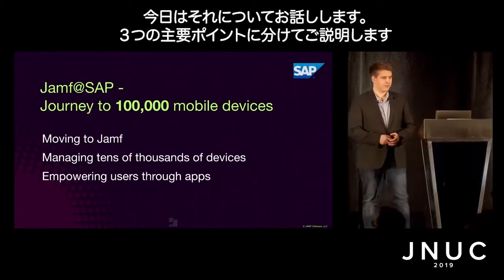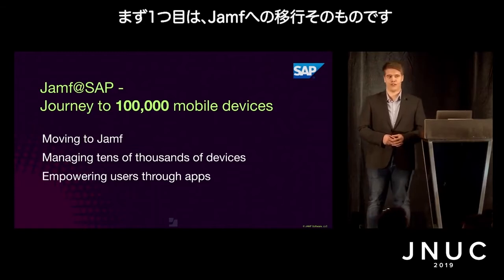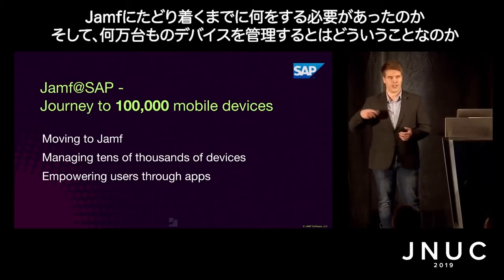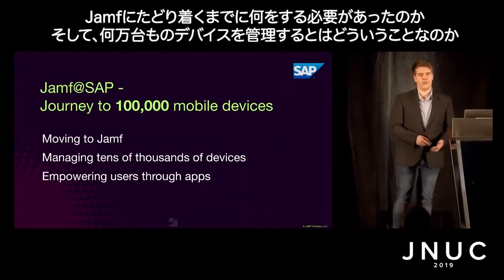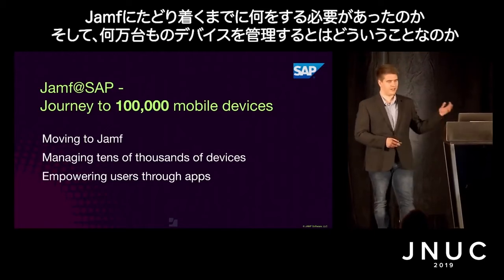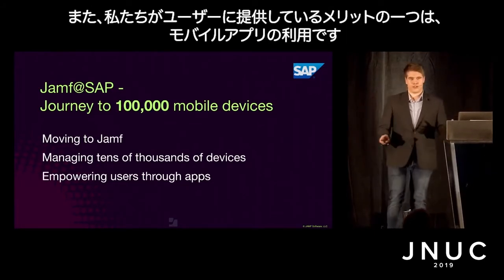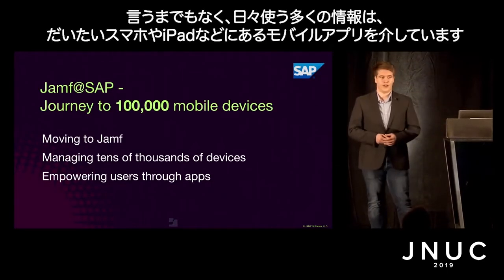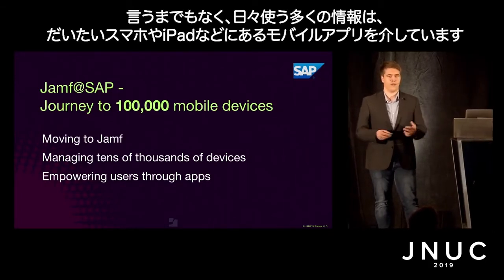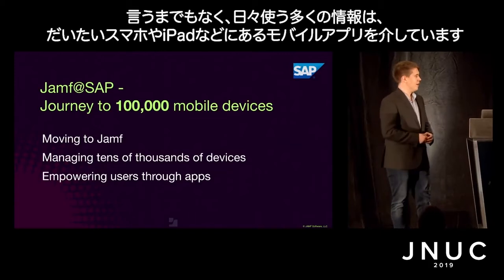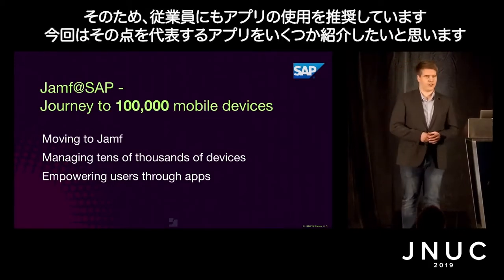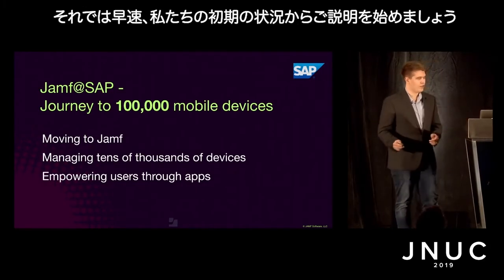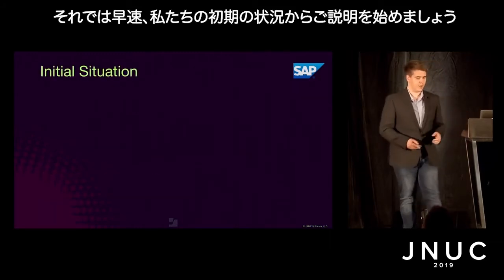It's structured in three major points. The first one is the actual movement to Jamf. We had our own solution. What did we need to do to actually get to Jamf? And then also what it means to manage so many devices, like tens of thousands of devices. And also one real benefit that we offer for our users is the usage of mobile apps. Obviously, everything you consume is more or less through a mobile app on your phone or on your iPad or whatever. So that's really something we encourage our employees to use, and I'd like to present a few apps that really emphasize that. So let's jump right in with the initial situation that we had.